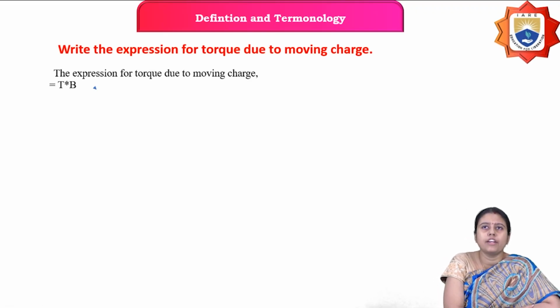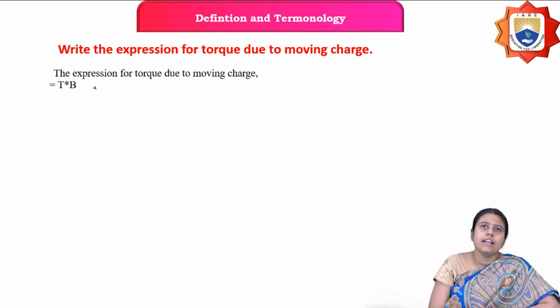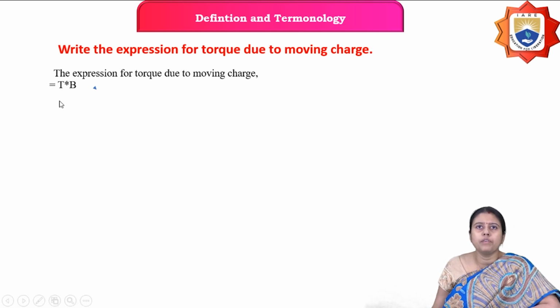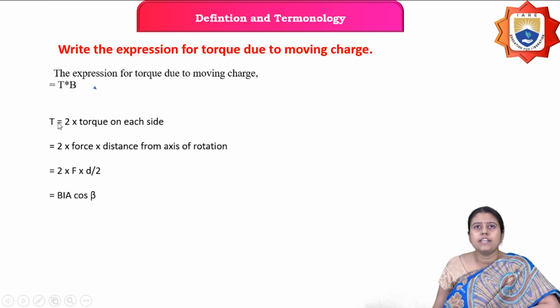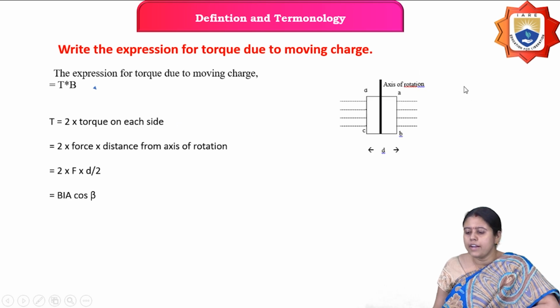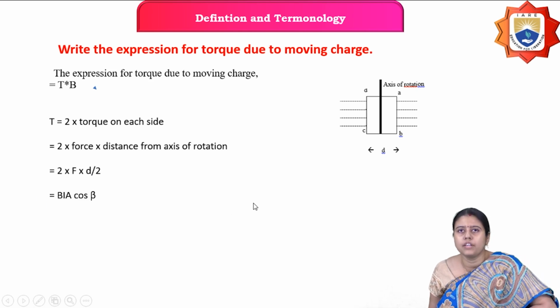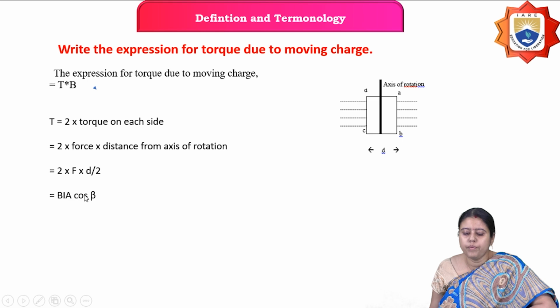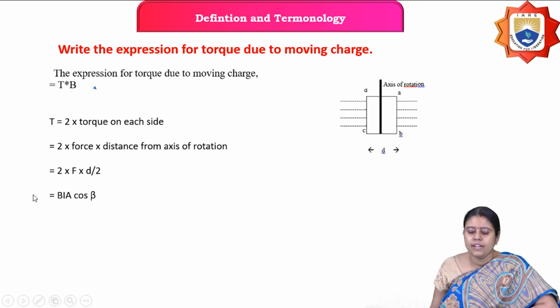Write the expression for the torque due to moving charge. The expression of the torque due to moving charge is T = I into B. So what is T? T is equal to 2 into torque on each side. So if there is one diagram, torque on each side: 2 into force into distance from the axis of rotation. So 2 into A by 2, and if we put the value, we know force is equal to BIL cos beta or sin theta by 2.